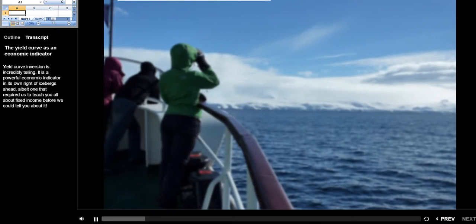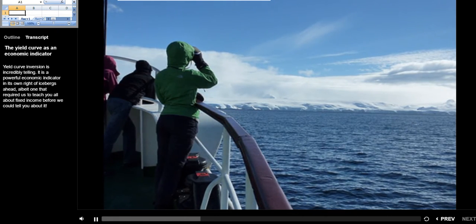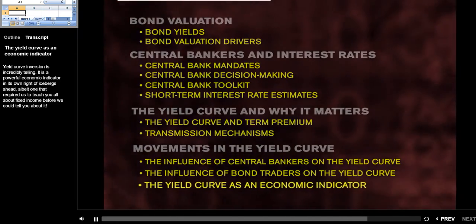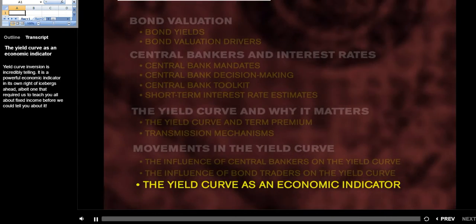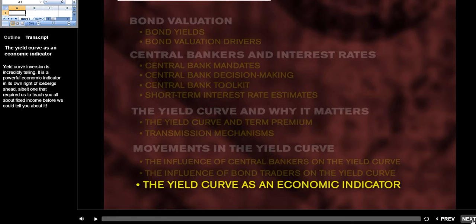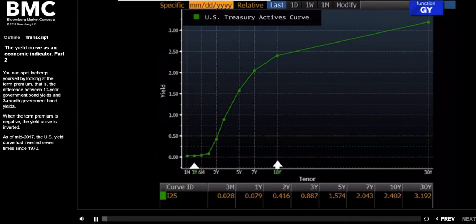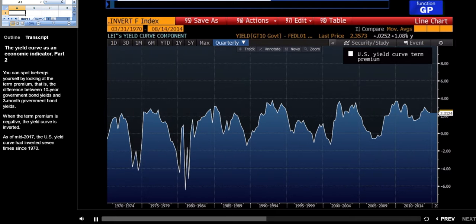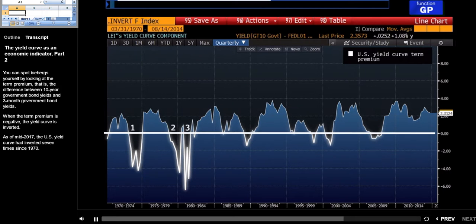Yield curve inversion is incredibly telling. It is a powerful economic indicator in its own right of icebergs ahead, albeit one that required us to teach you all about fixed income before we could tell you about it. You can spot icebergs yourself by looking at the term premium, that is, the difference between 10-year government bond yields and 3-month government bond yields. When the term premium is negative, the yield curve is inverted. As of mid-2017, the U.S. yield curve had inverted 7 times since 1970.